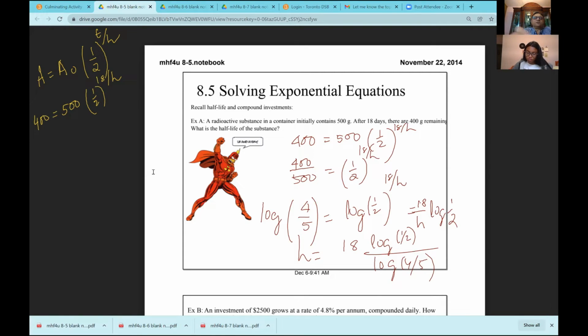So once you write this, you have to isolate h. That is the process. Isolate h. And we get h equals 18 log of half over log of 4 over 5. What do you get? The final answer, h, I got 56.25.